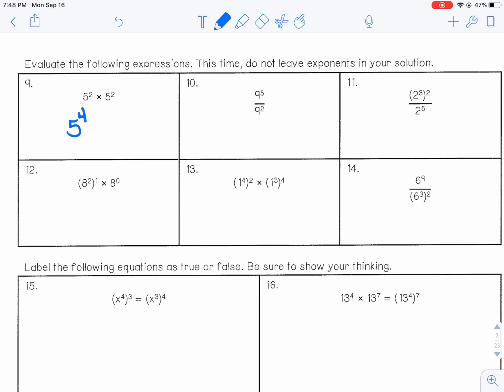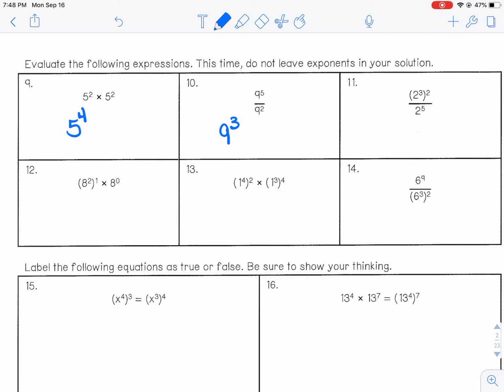Number 10, we have 9 to the 5th power over 9 to the 2nd power. Look at your rules and figure out what do we do with the exponents. Good, we're going to subtract them. So 5 minus 2 will be 3, so that's going to be 9 to the 3rd power.